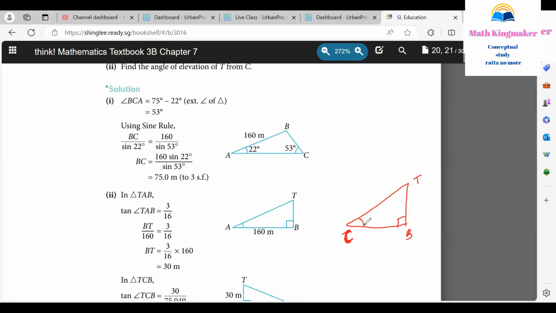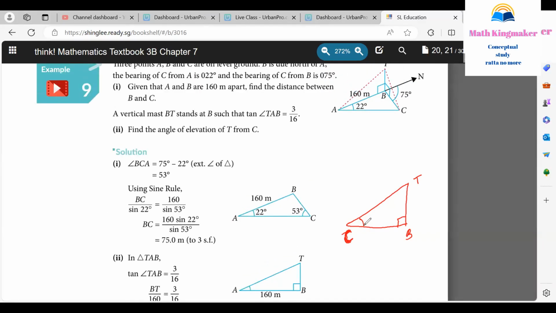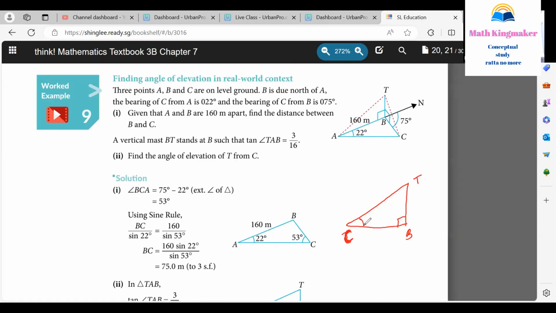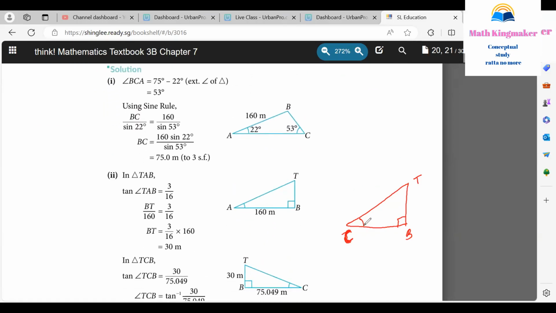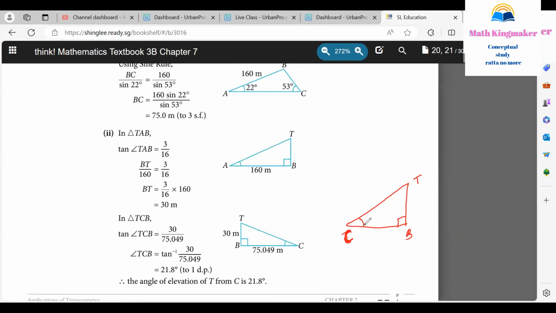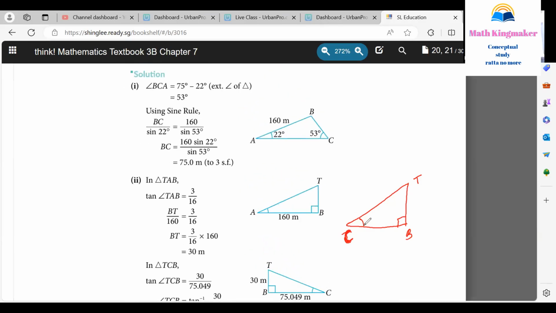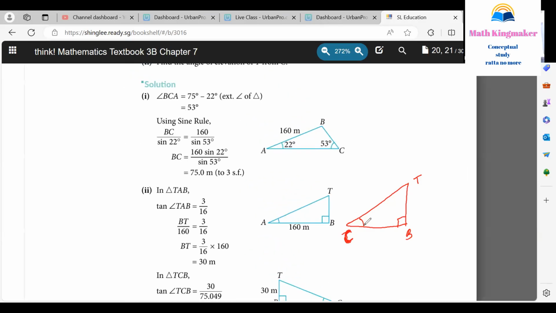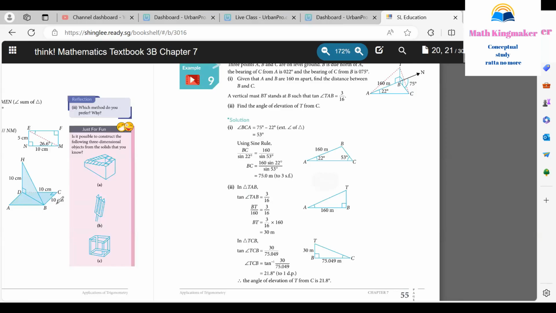So BT, they have found BT. And BC is found in the previous one. So if you have both these sides, you can calculate that C angle. So like this, these questions will be done. Understood? Yes, sir. Okay. So we'll move to the next.